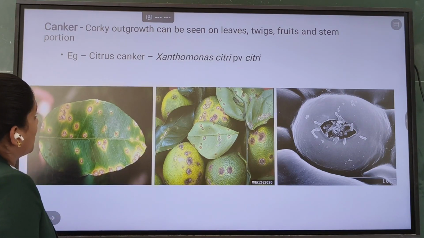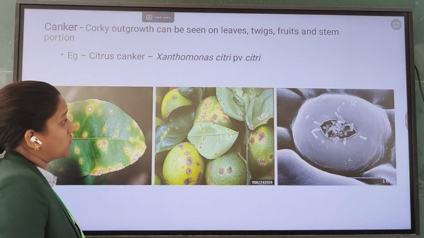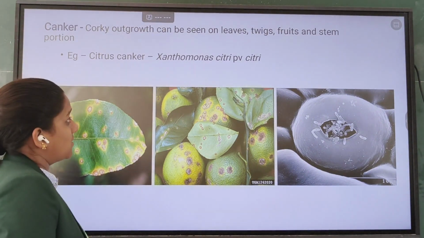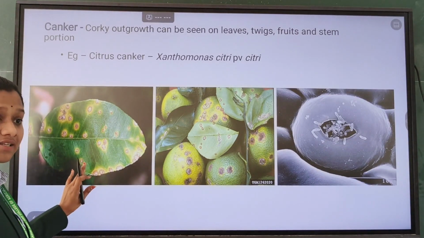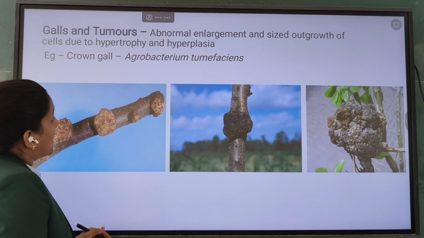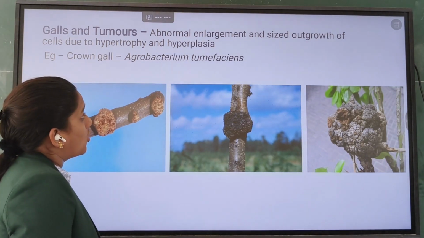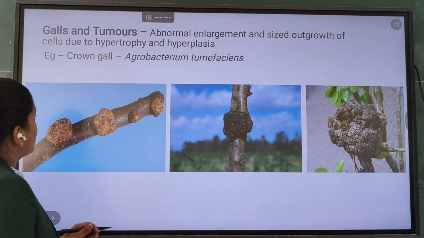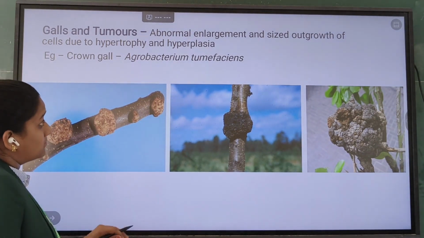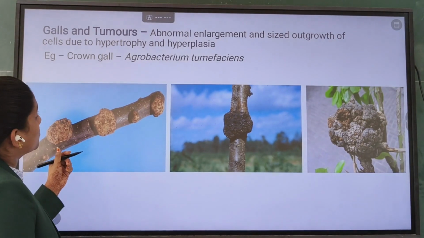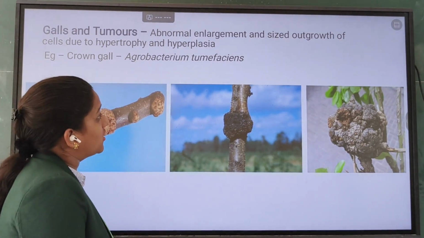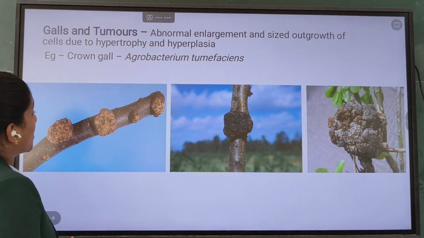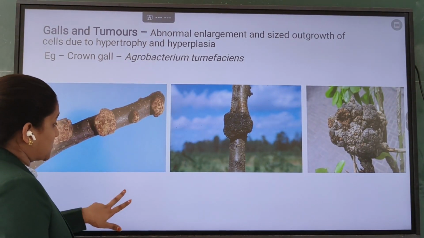Canker: corky outgrowth can be seen on leaves, twigs, fruits and stem. Example: citrus canker, Xanthomonas citri pv. citri. These are especially seen in citrus fruits. Galls and tumors: abnormal enlargement and overgrowth of cells due to hypertrophy and hyperplasia. Example: crown gall, Agrobacterium tumefaciens.